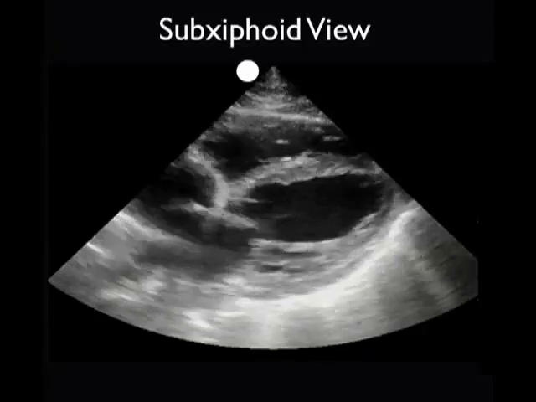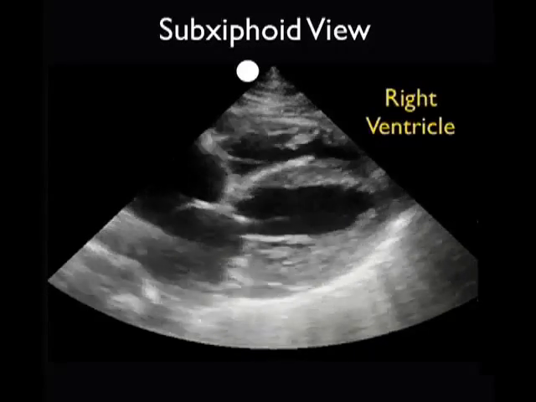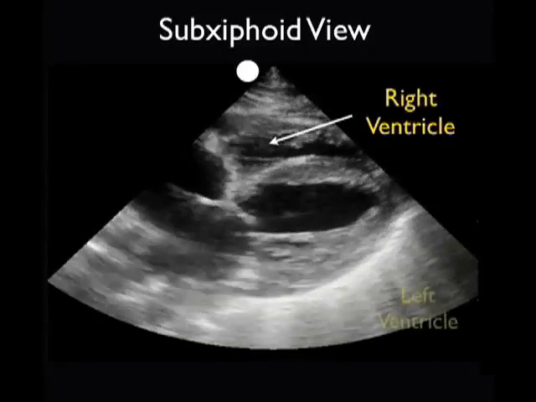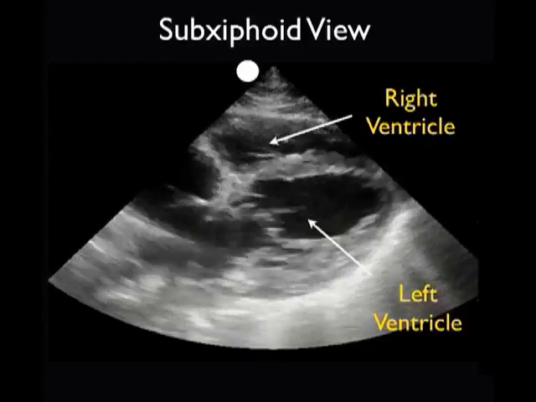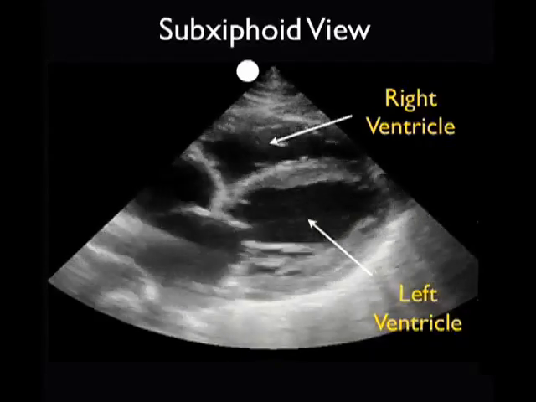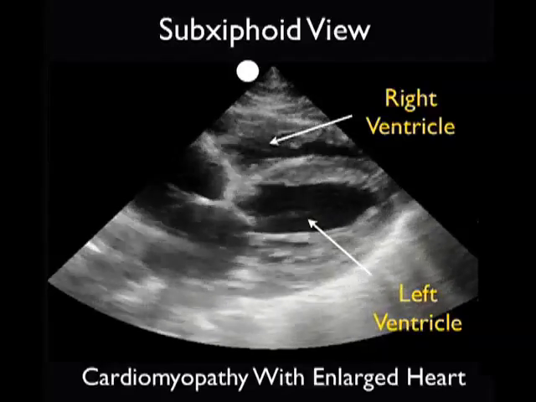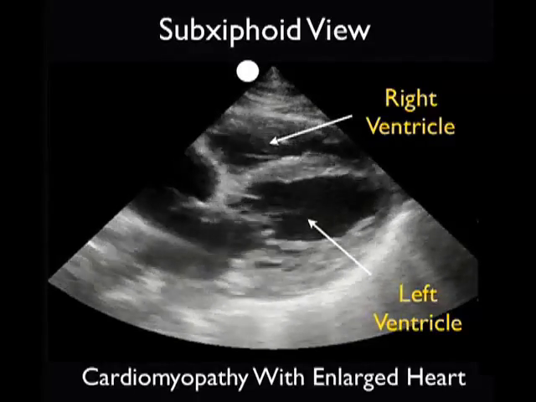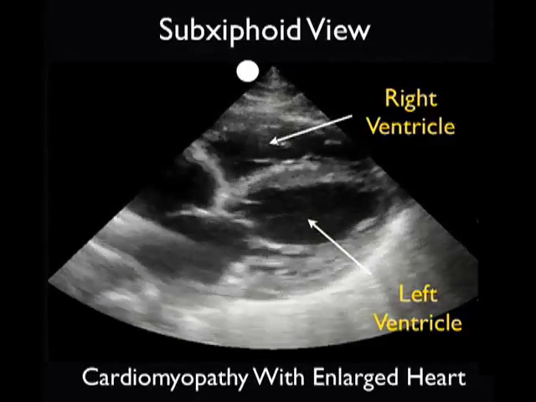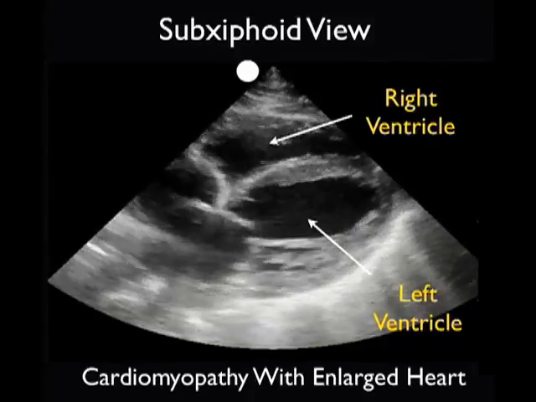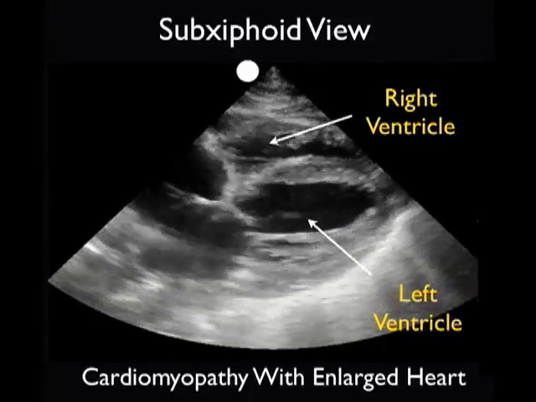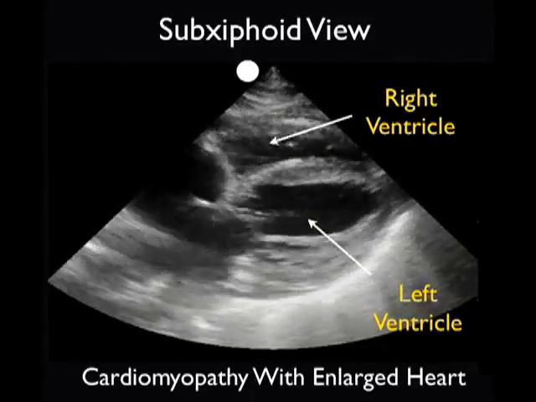Let's contrast that clip to this one from a patient who presented with shortness of breath and advanced cardiomyopathy. We see the right ventricle just below the liver, anterior to the left ventricle. And what we see here is a poorly contracting and dilated left ventricle, consistent with a cardiomyopathy heart. However, note the absence of any significant dark or anechoic fluid collections consistent with a pericardial effusion.